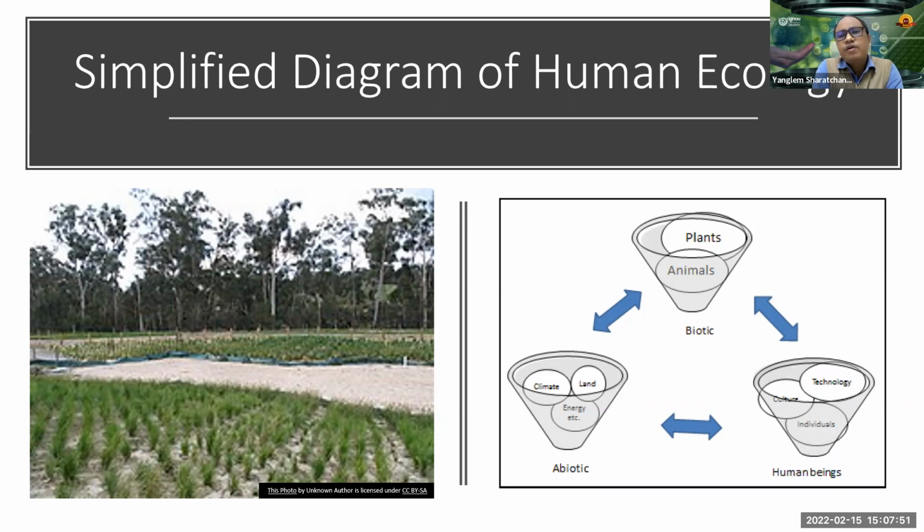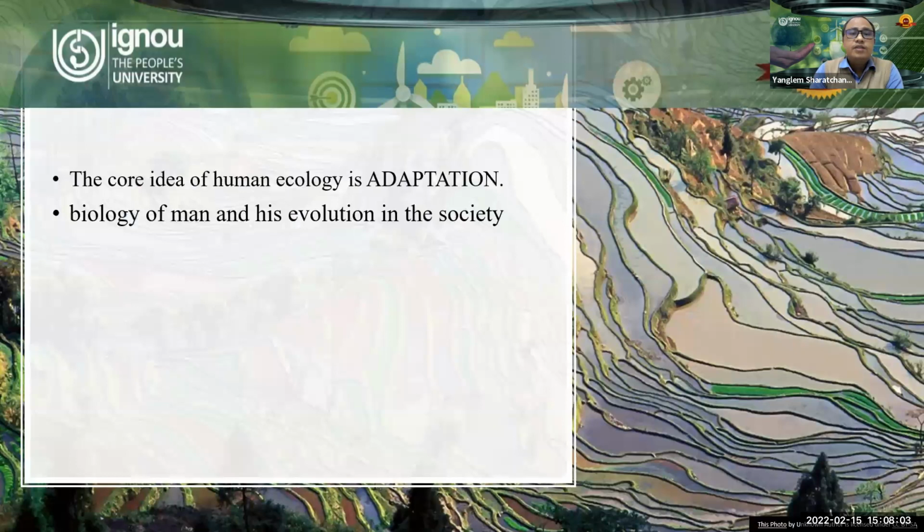So you will see from here in this diagram, which is also available in our study material, this diagram clearly explains what exactly human ecology is, right? So when we're trying to understand human civilization from the beginning, we know that human ecology is the study of interaction between nature and human society.